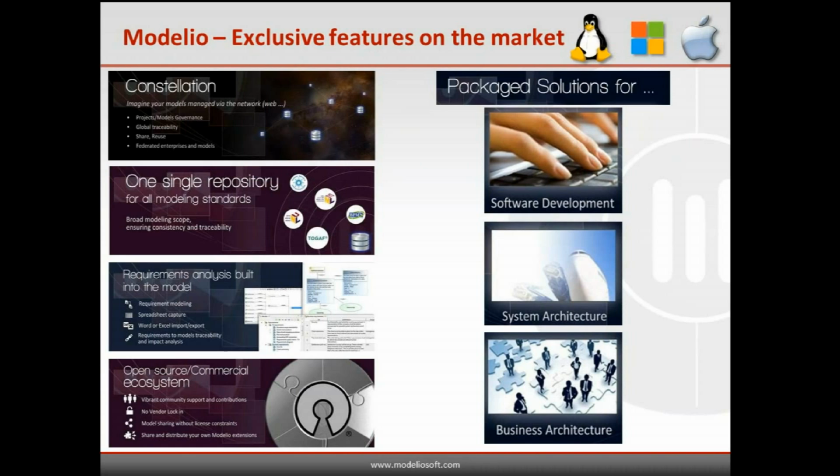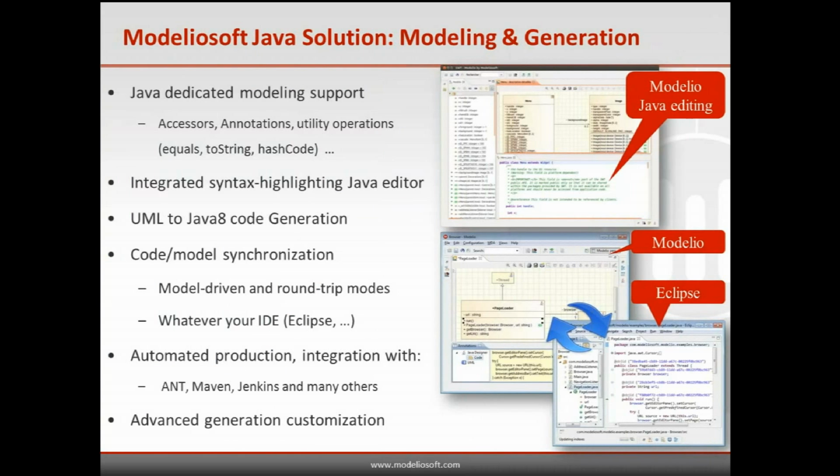And Modeliosoft has packaged solutions for software development. The Java solution is one example of this. There are others: C++, C#, SQL, and so on. There are also packaged solutions for system architecture using SysML, requirement analysis, and other features, and packaged solutions for business architecture with business process modeling, enterprise architecture, and many other features. So let's come to the Java solution, which is the subject of this webinar.